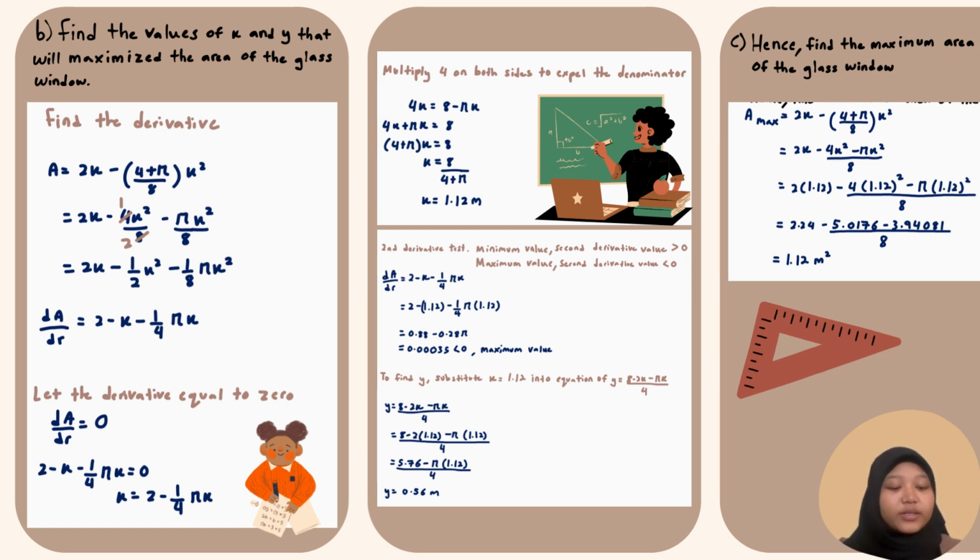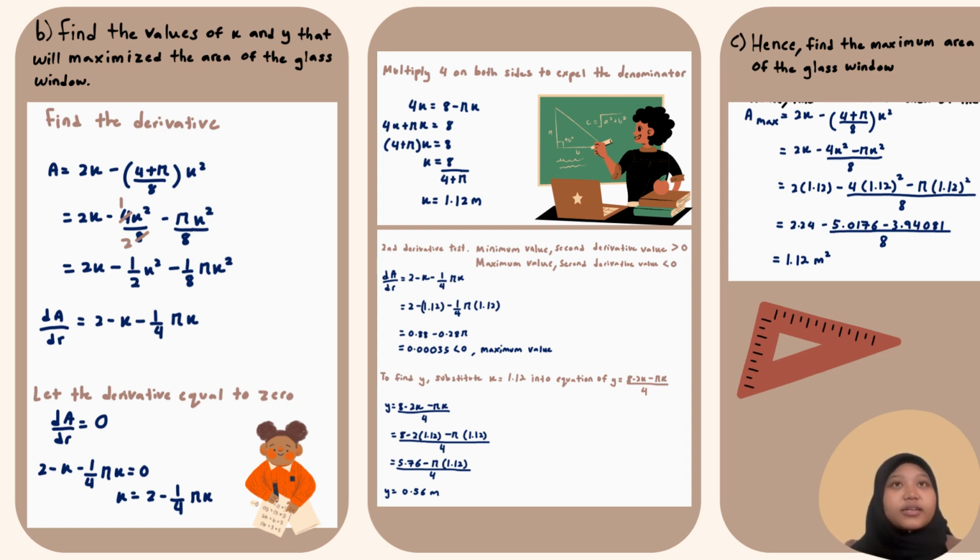Moreover, to find y, we need to substitute x equal to 1.12 into the equation of y equal to 8 minus 2x minus pi x over 4. So y equal to 8 minus 2x minus pi x over 4. Then we substitute x equal to 1.12 to get 8 minus 2(1.12) minus pi (1.12) over 4, then equal to 5.76 minus pi (1.12) over 4. Then lastly, we will get y equal to 0.56 m.